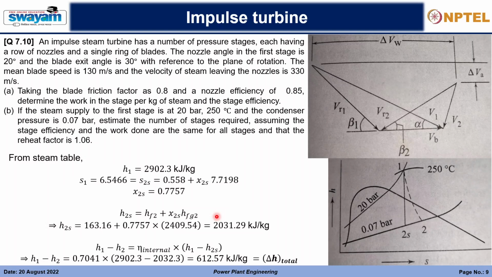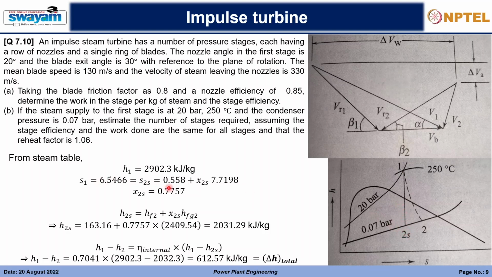From the steam table, now we will use this particular chart. We know that this was point 1, and this is point 2s. So we will take the steam table here. The value h1 we will take at 250 degrees Celsius and 20 bar. From the steam table you will get this value. Similarly, we will get the entropy s1, and we know this is a constant entropy line to 2s. That is why we will calculate the 2s.